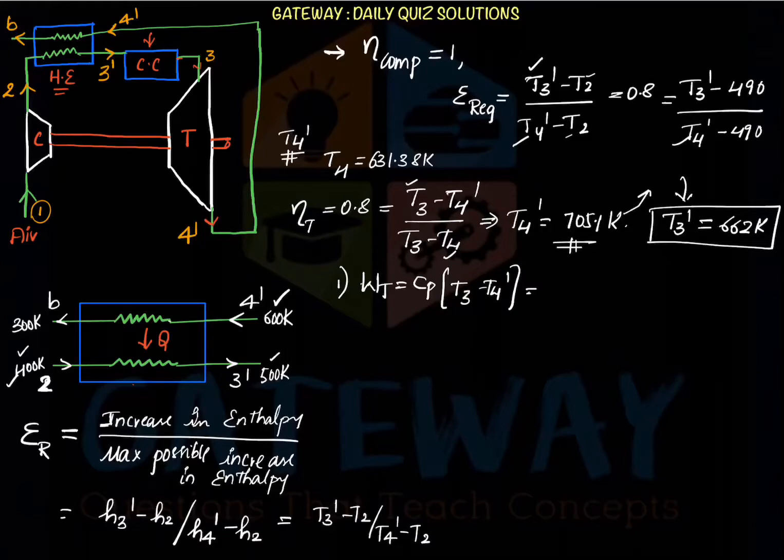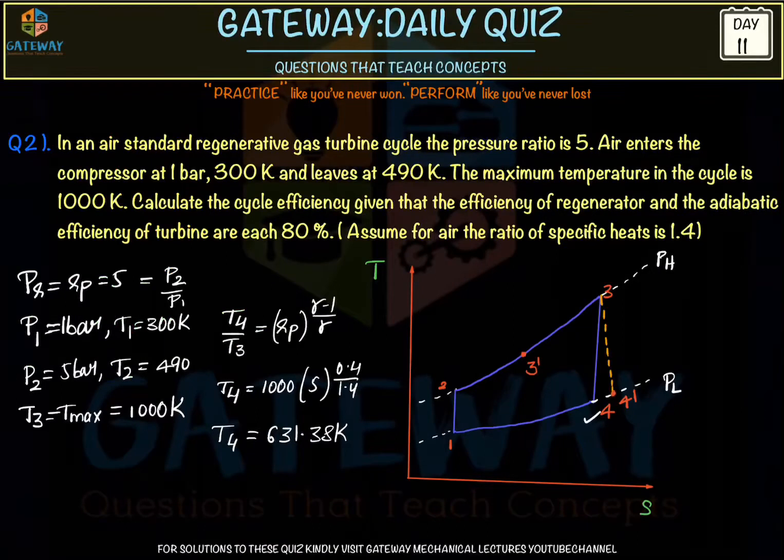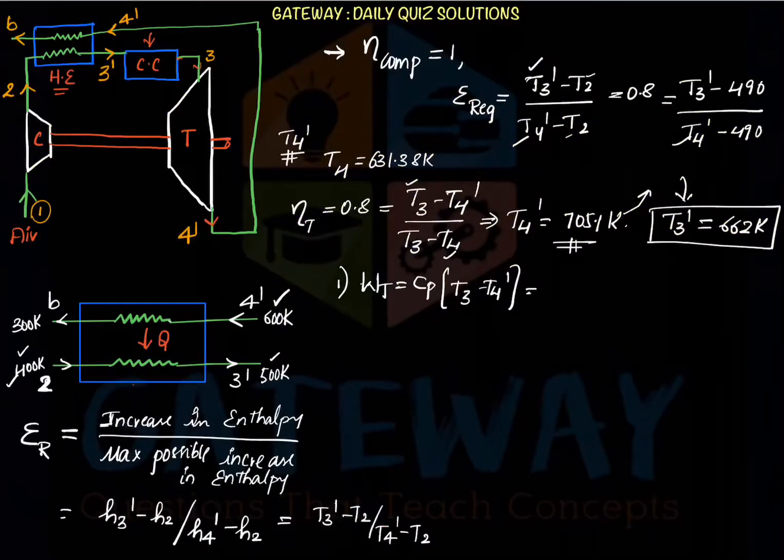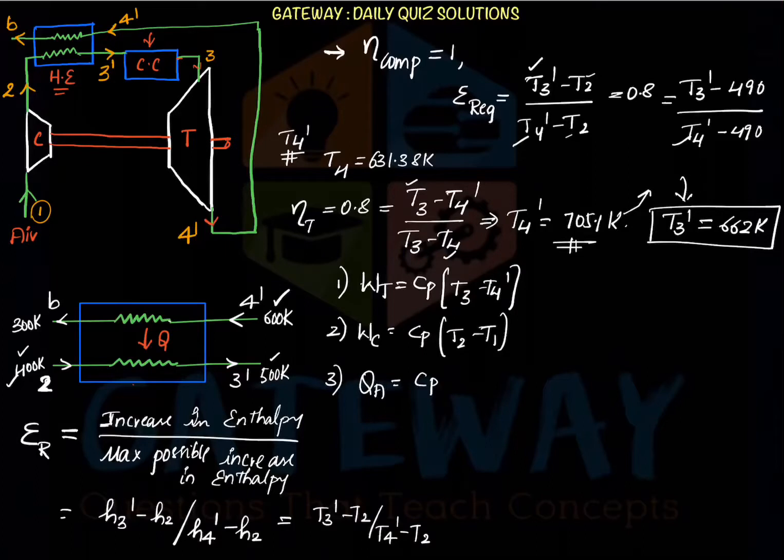In the question, the thing asked is to calculate the cycle efficiency. So we need to calculate the cycle efficiency. In order to save calculation, we'll keep it as it is and not substitute any value. Work done by compressor is Cp into the compressor works between 1 and 2, so it is T2 minus T1. Also the heat added, QA, is equal to Cp into heat added only in the combustion chamber, that is between 3 dash and 3. So it is T3 minus T3 dash.